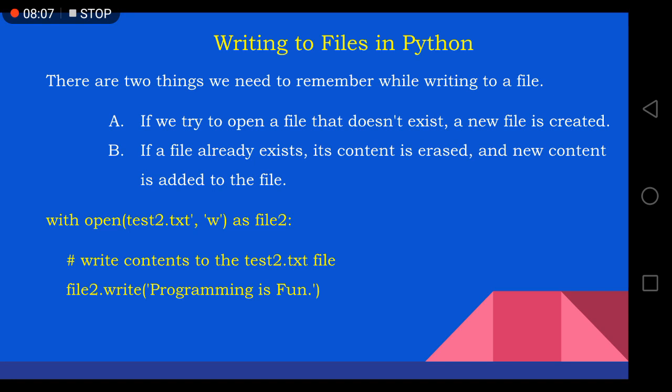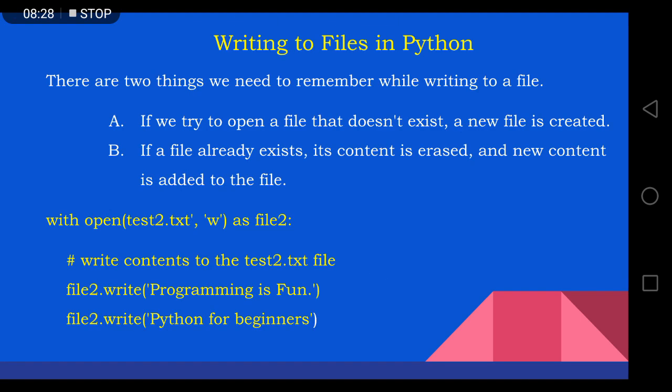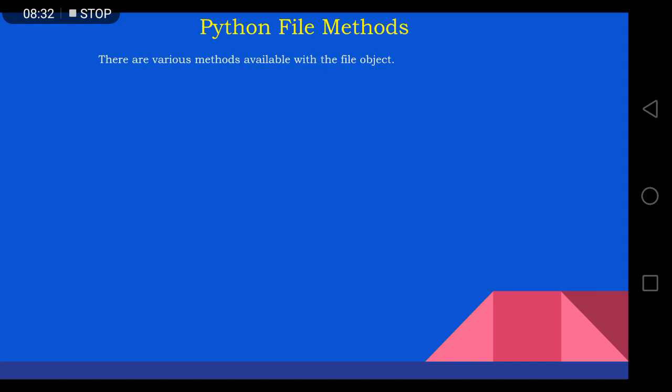That is some content you want to write, so we are writing the content as "programming is fun" within the codes, and it is written into the file2. And then we write one more line as file2.write("Python for beginners"). So it is some other content we are writing into the file2. Now both the lines are written to the file2, and here we are not closing because with open need not have any close option. Now let us see what are the file methods available in Python.